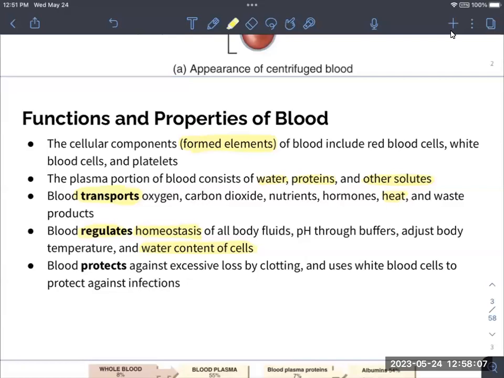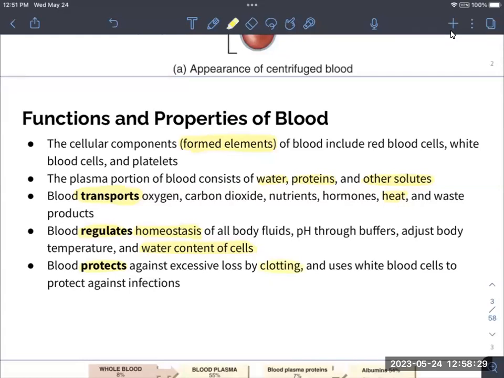Your blood protects you. It's another main function. If we get a cut, we cut a blood vessel, it's going to clot. Those platelets are going to come in and form a clot to help prevent the loss of too much blood.